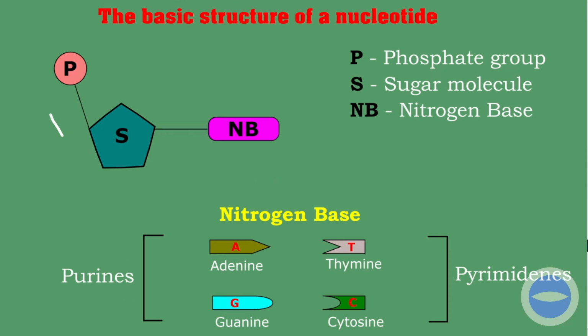So let me show you again. Here is the phosphate group, and then here we've got the sugar molecule, and then this is the nitrogenous base. The nitrogenous base is divided into 4. We've got adenine, thymine, guanine, and cytosine. Adenine pairs with thymine, while guanine pairs with cytosine. This is how they pair. They are held together by weak hydrogen bonds.